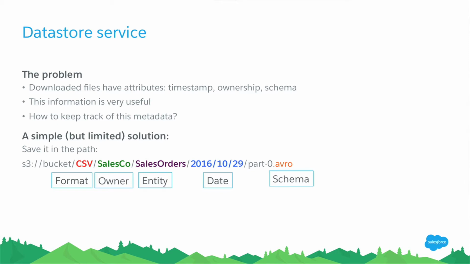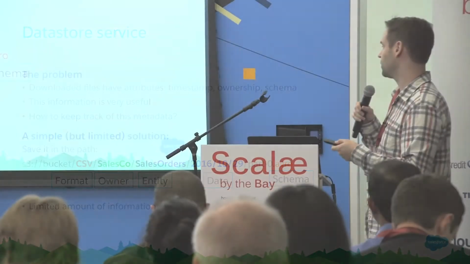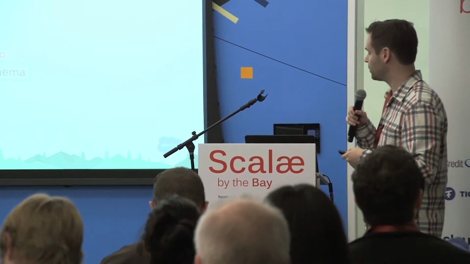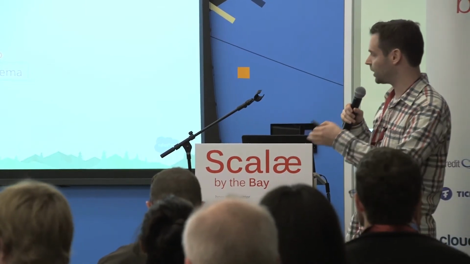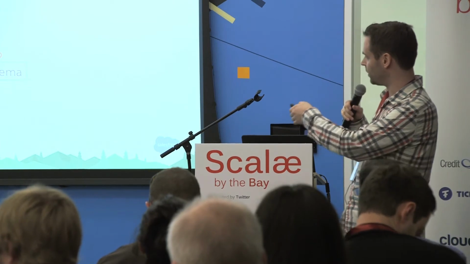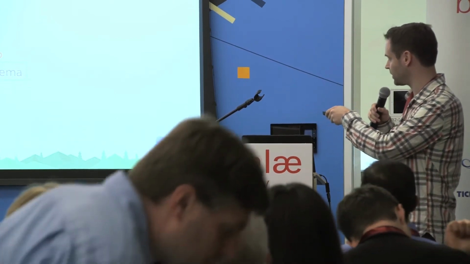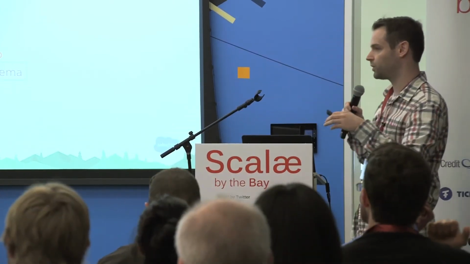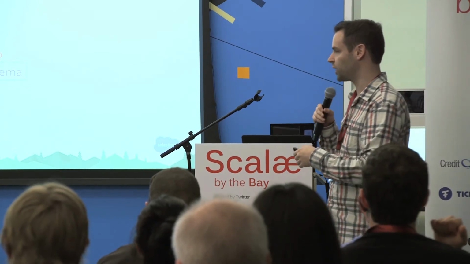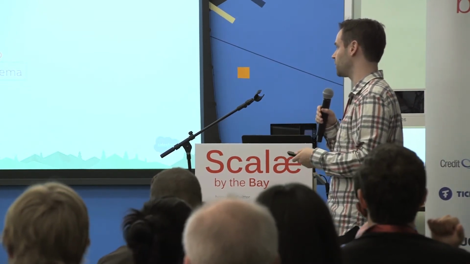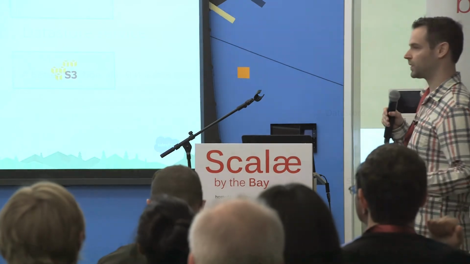That presents a couple issues because first of all, there's a limited amount of information you can store in the path, and also it requires you to query the information in the order of the path segments. So it forces you to use a certain sequence of predicates when you want to find information. So we decided this was not a good solution.